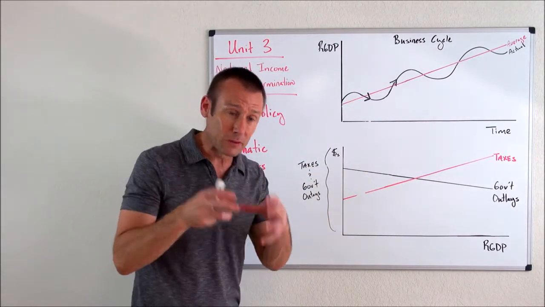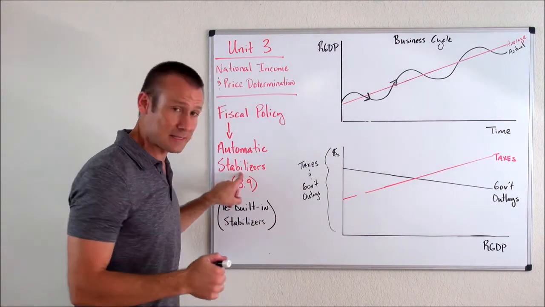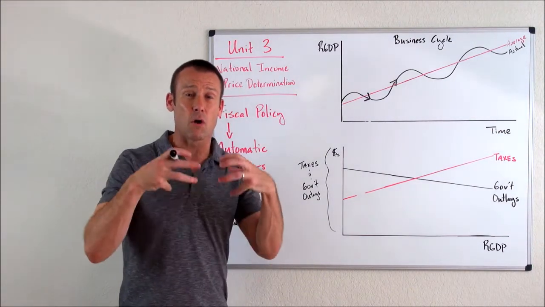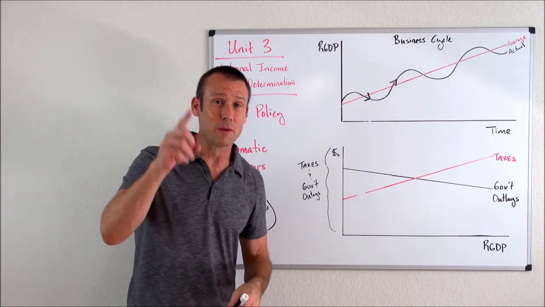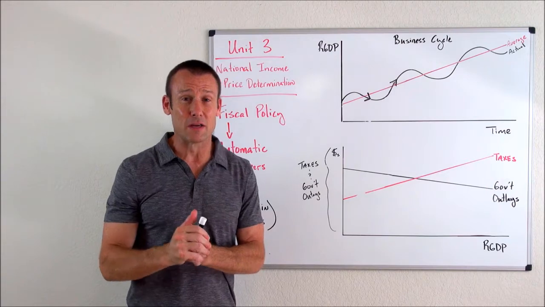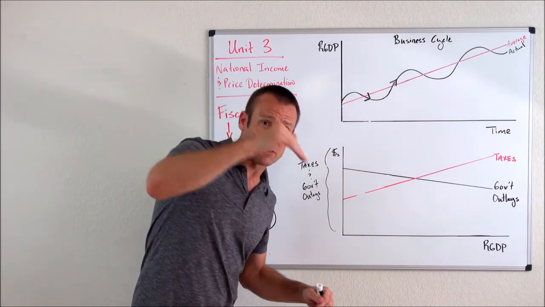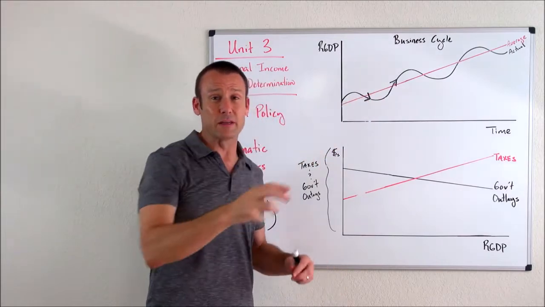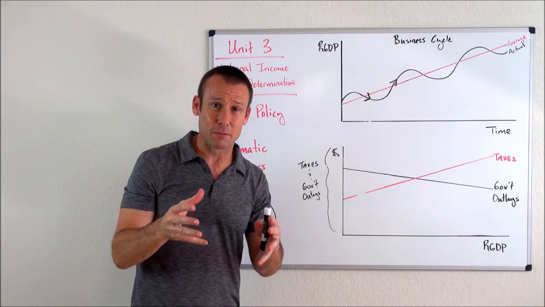So built into our government's budget are these automatic stabilizers, these things that will automatically work to stabilize the economy. One more time, what do I mean by stabilizing the economy? When the economy expands, we need to contract it. When the economy is contracting, we need to expand it. We need policies that are counter-cyclical. They help stabilize the economy.